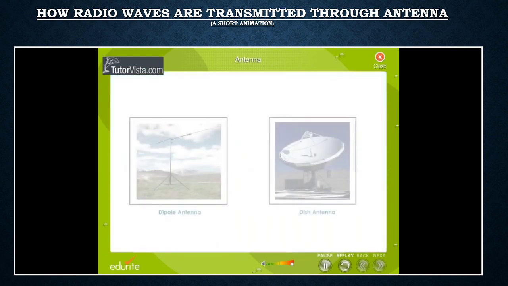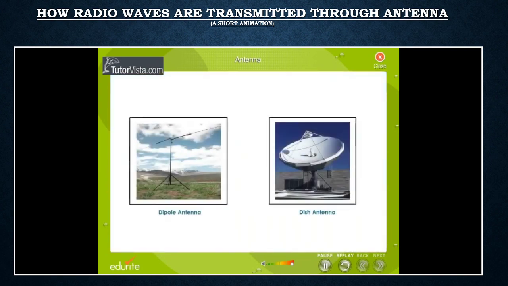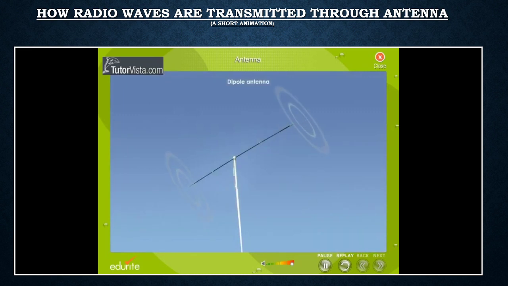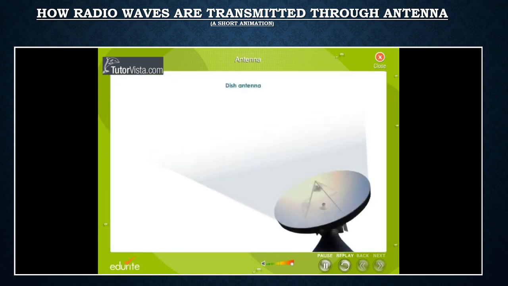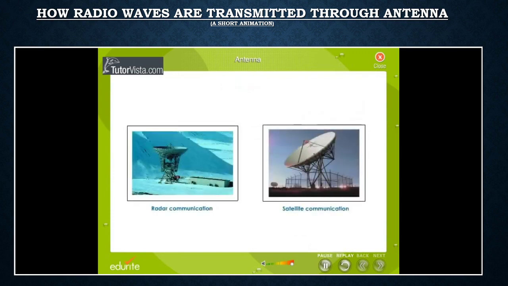Antennas are basically of two types: dipole antenna and dish antenna. Dipole antenna is omnidirectional and used in the transmission of radio waves, whereas a dish antenna is a directional antenna used typically in radars and satellite communication.